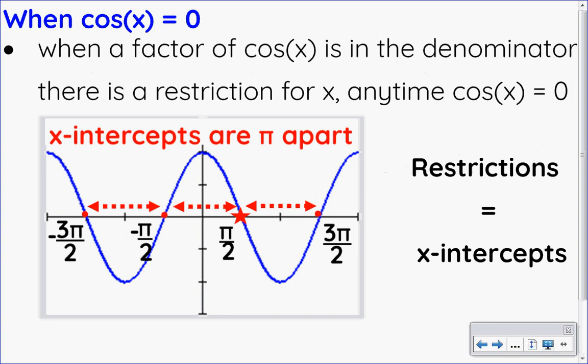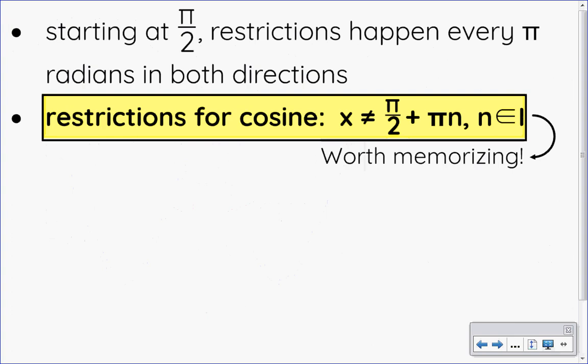So when there's a factor of cos in the denominator, I need to look at the restrictions. The restrictions, again, are the x-intercepts. So where does cosine have x-intercepts? I can see on the graph that cosine, starting at pi over 2, will have restrictions every pi radians in both directions. So whenever cos can't be 0, this is my restriction. X can't be pi over 2 plus multiples of pi.